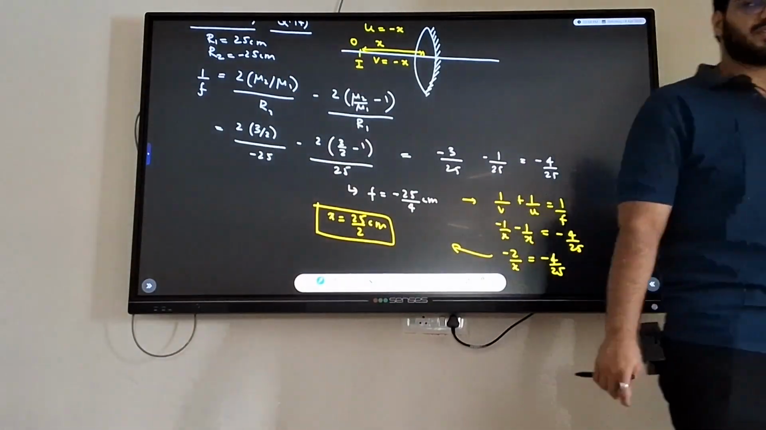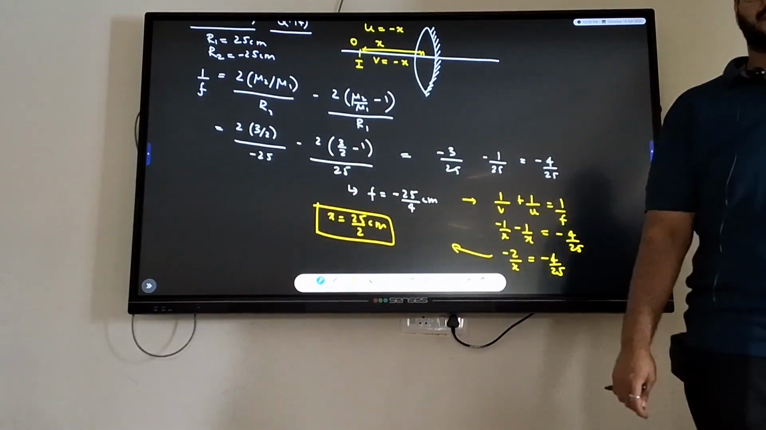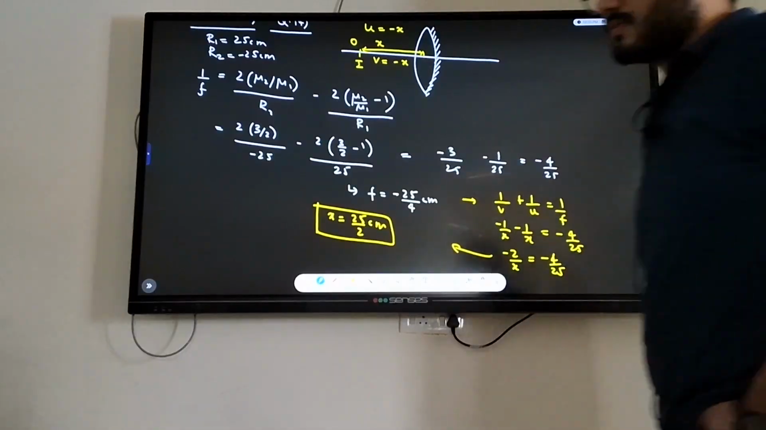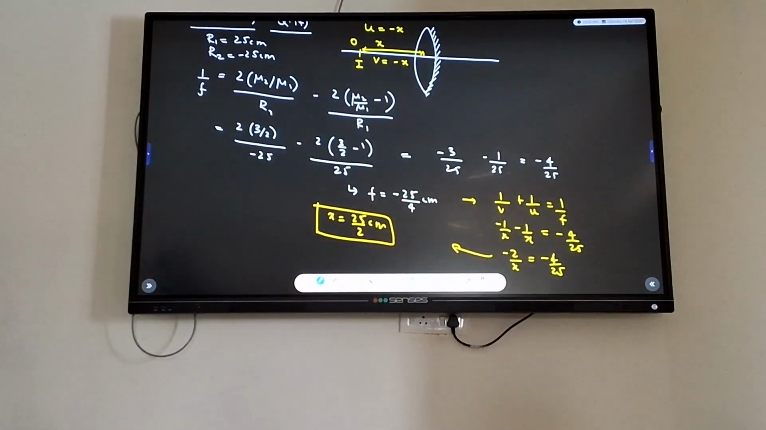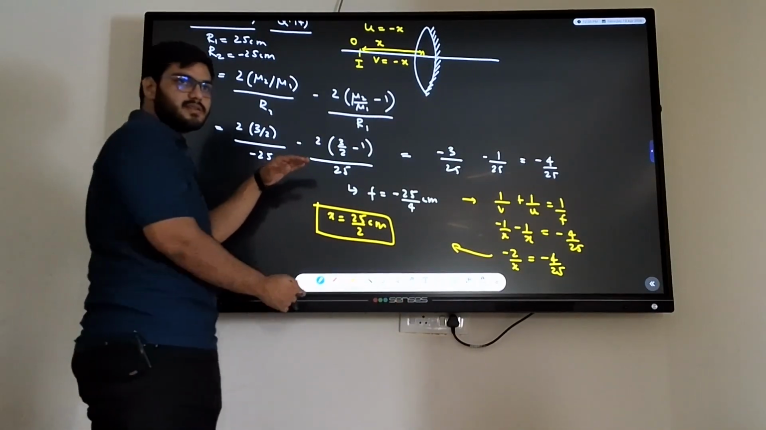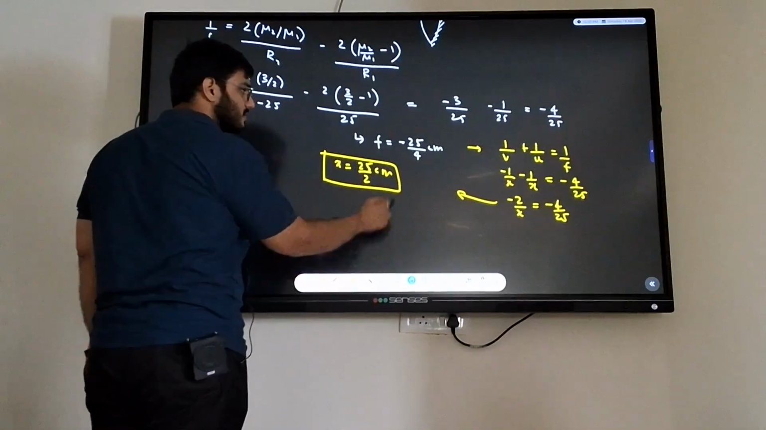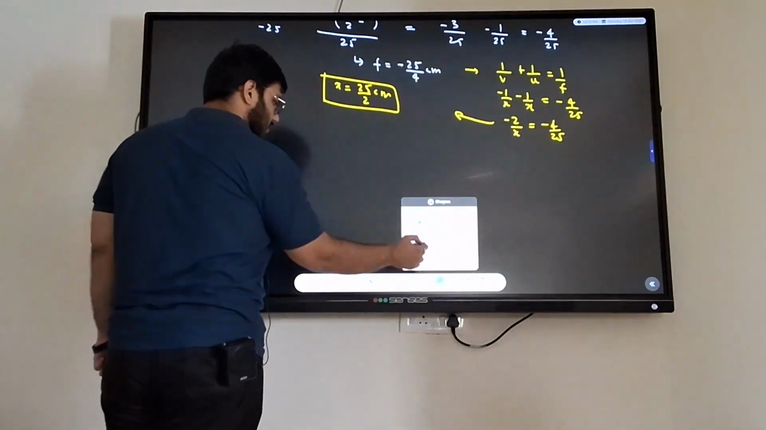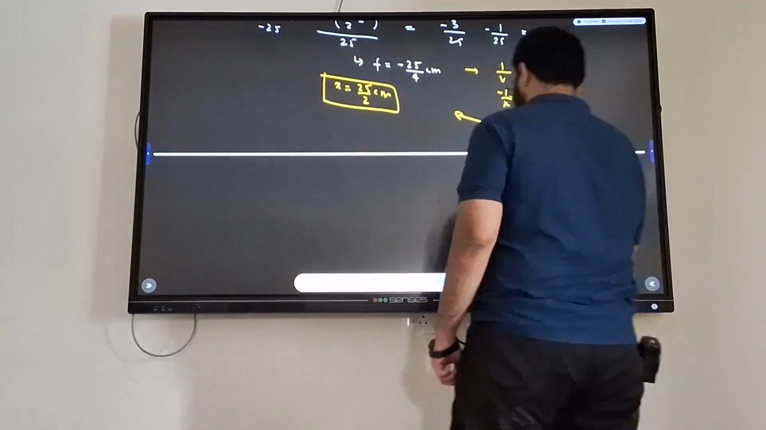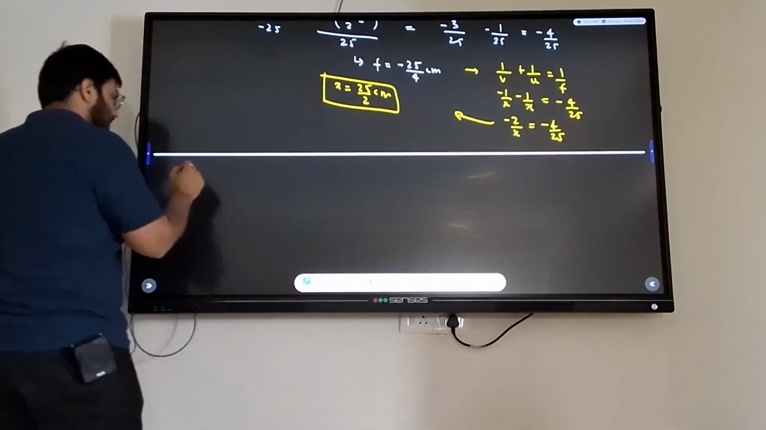If you are done with this, then go for question number 15. Diagram is needed. What is the question? So have you written this? Tell me the diagram for question number 15.